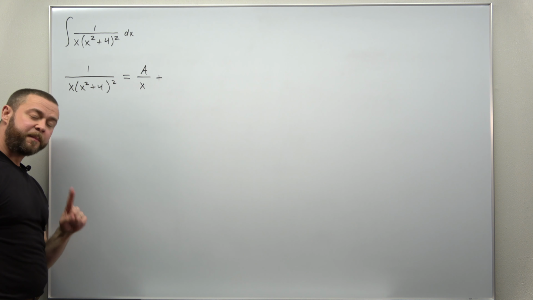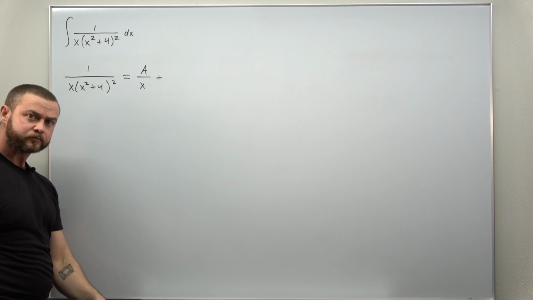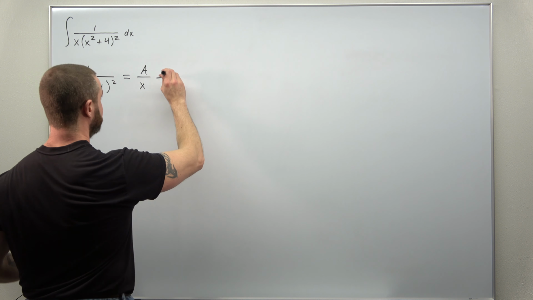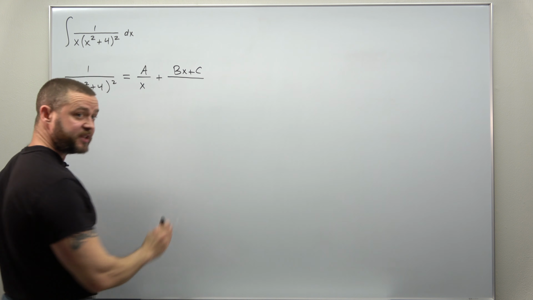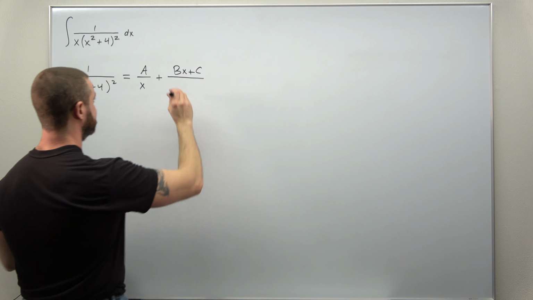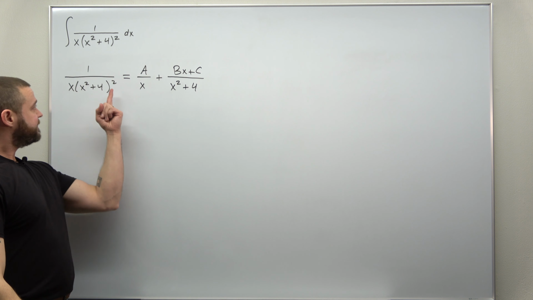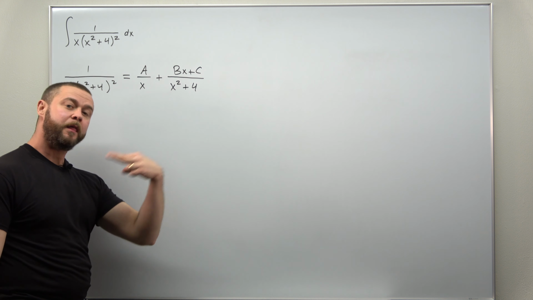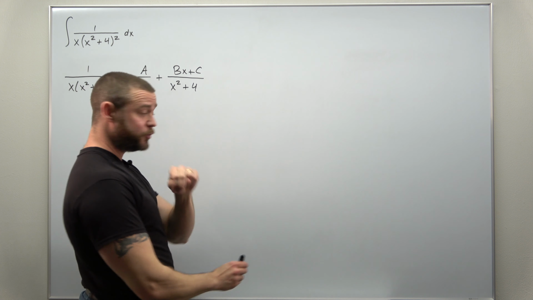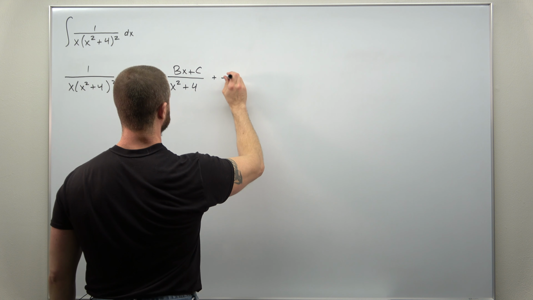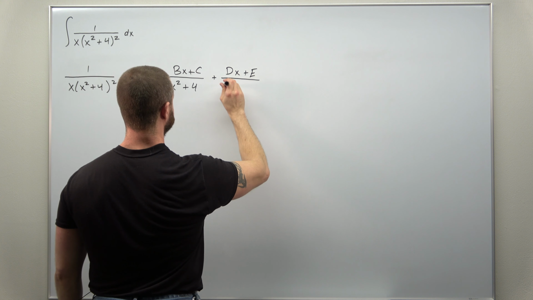And then we have a repeated irreducible quadratic factor, x squared plus 4. Our first partial fraction would look like Bx plus C over the factor x squared plus 4. And since that factor is repeated twice, we include another partial fraction with our denominator now squared. So we get two more constants, Dx plus E.